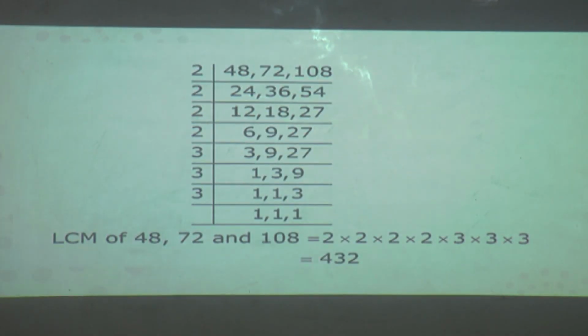In order to find at what time they change simultaneously again, we have to find the common multiple, least common multiple. Okay, so let us find. To find the least common multiple of 48, 72 and 108, we have to find the LCM by division method.